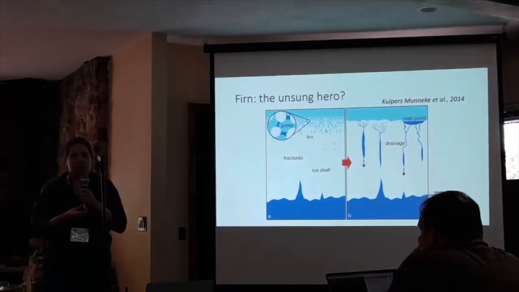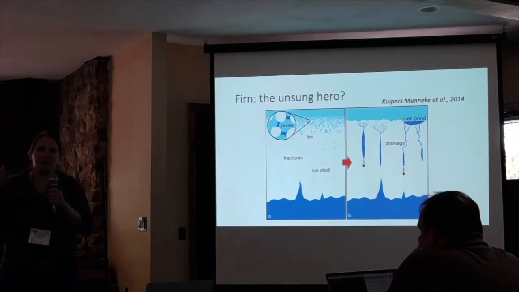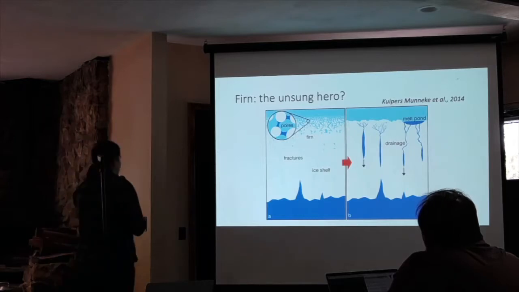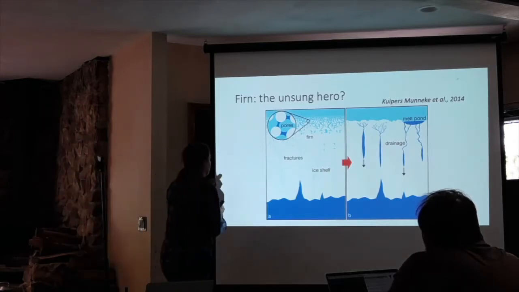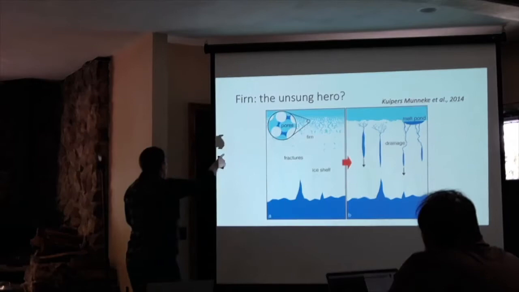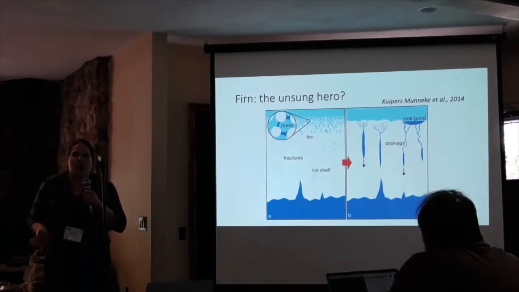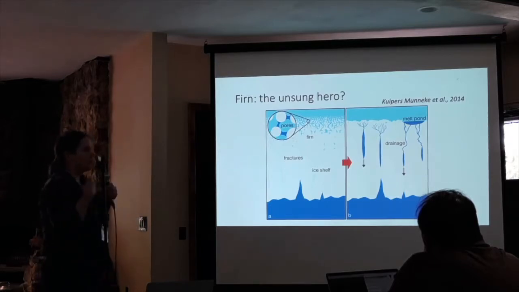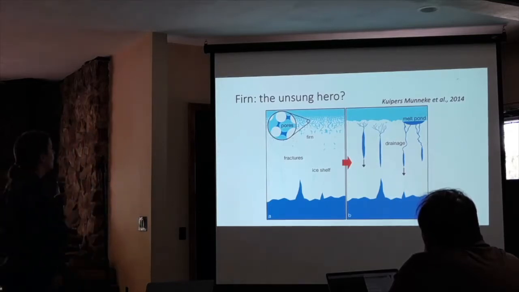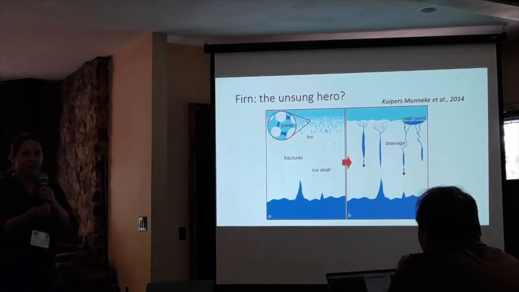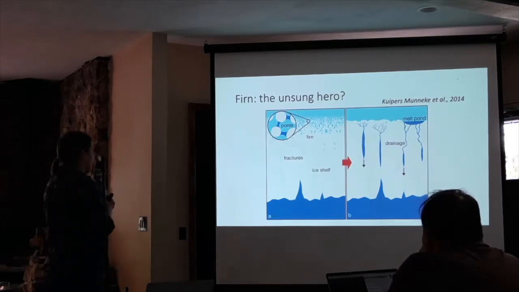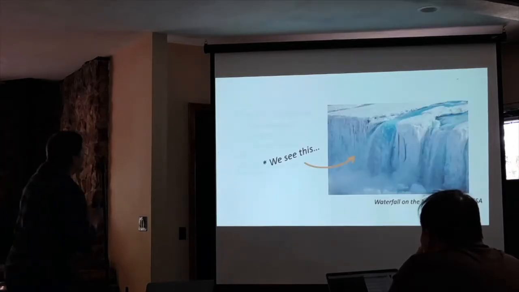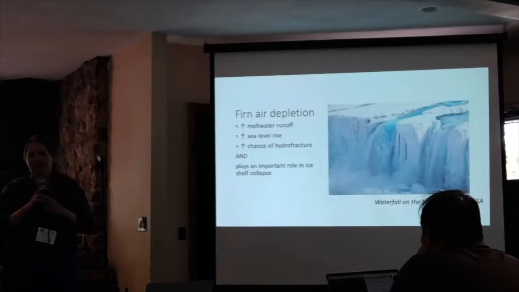So firn, as you know, has airspace, which is good because it can absorb water. On the left here, we have a healthy firn column. Basically there's no meltwater, and the meltwater can be stored within the firn and be buffered from running off. On the right, when you start to get a lot more melt and less snowfall, your pore space all fills up and you're kind of out of luck. And your ice shelf might collapse. But that's not going to happen.